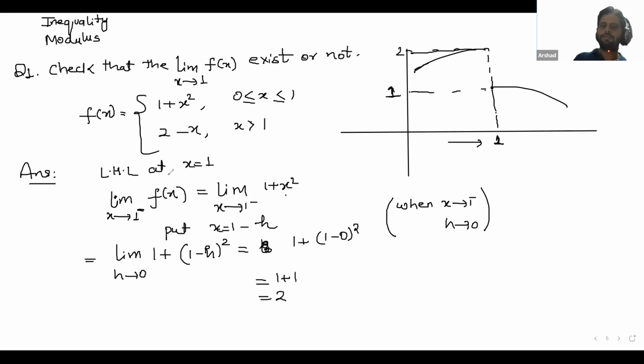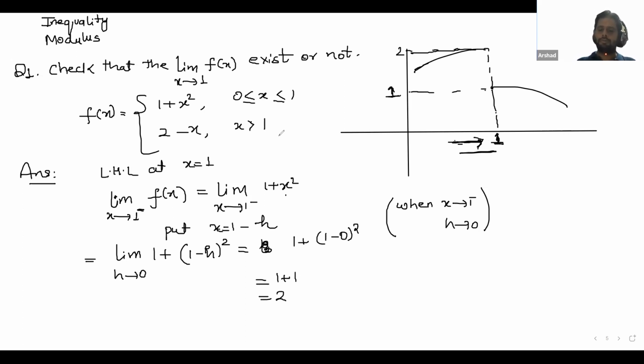Now we will calculate the LHL at x is equal to 1. What is meant by LHL here, Darshan? We are approaching 1 from the left side, so we write 1 minus. 1 minus doesn't mean we are saying minus 1; it means we are finding the LHL. If you approach the value from the left side, then the value will be slightly less than 1. From the graph you can see that approaching 1 from the left means the value is slightly less than 1.